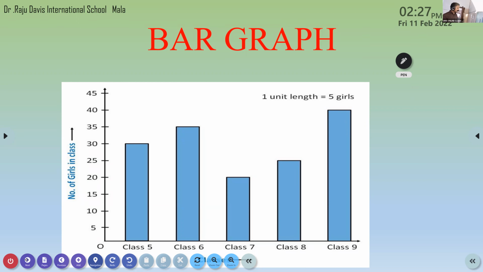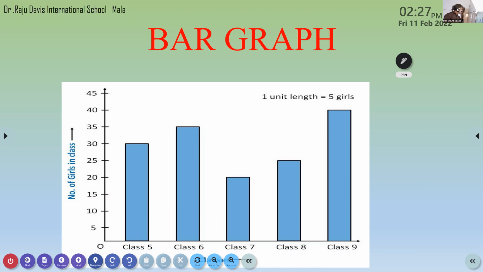And what about class 8? How many girls are there in class 8? There are 25. Yes, right, 25. So that means from the bar graph, we easily understood how many girls are there in each class, right? Did you get an idea about bar graph? Yes, okay.